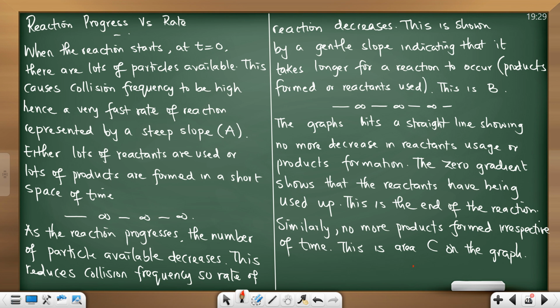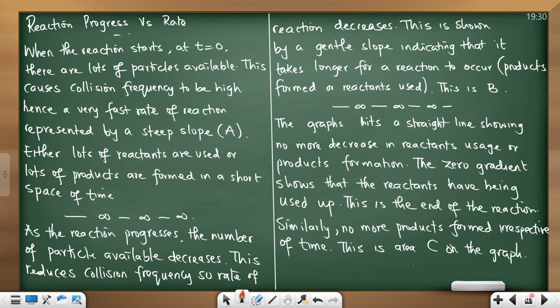This causes collision frequency to be high. Hence, a very fast rate of what? Reaction. Which represents what? A steep slope. All right? Either lots of reactants are used or lots of products are formed in a short space of time. That's what it means. As the reaction progresses, the number of particles does what? Decreases. This reduces what? Collision frequency. So the rate of reaction does what? Decreases. My second point is there now.